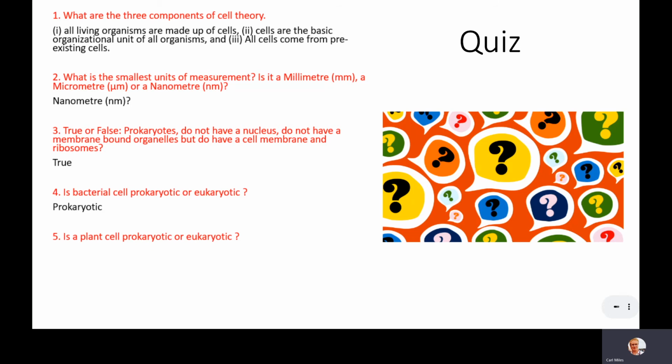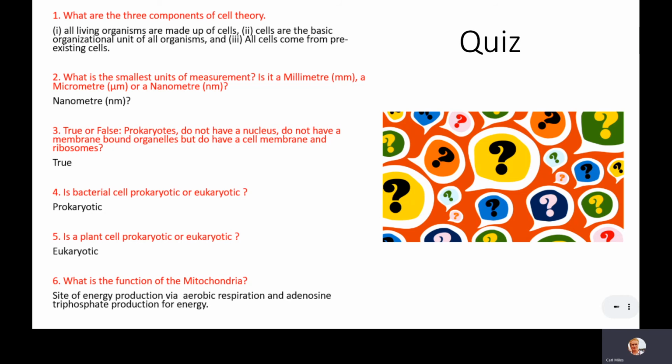What about plant cells? Are they prokaryotic or eukaryotic? Well, they're eukaryotic because, of course, they do have the membrane-bound organelles. And then finally, do you remember what we described as the function of mitochondria? Well, we said it was the site of energy production by the process of aerobic respiration, where possible, and adenosine triphosphate, certainly within our animal cells.